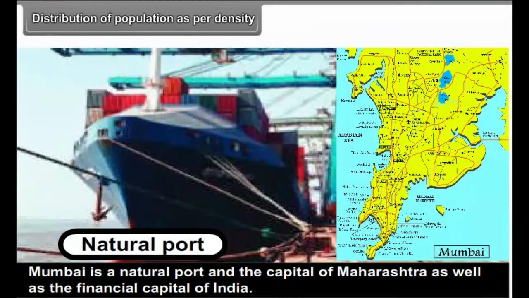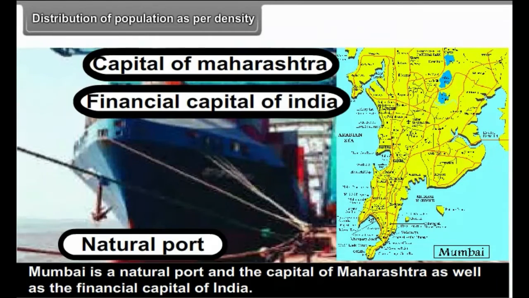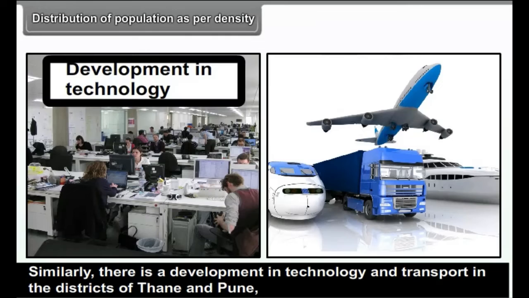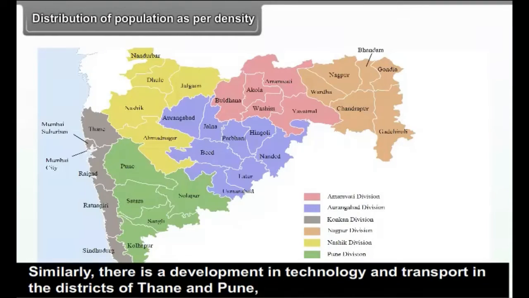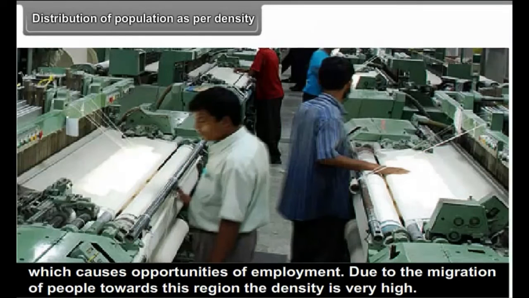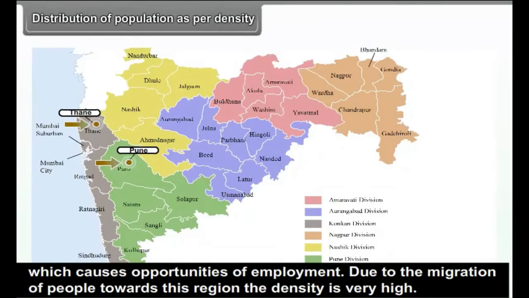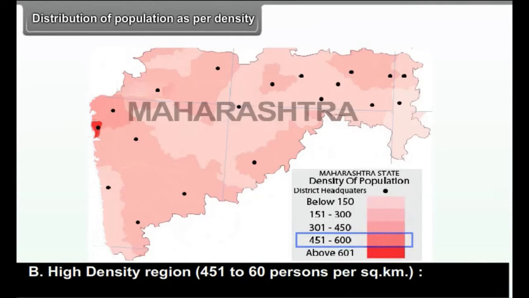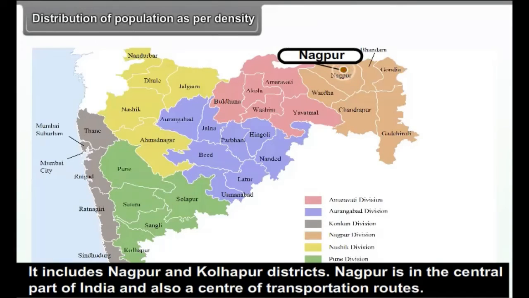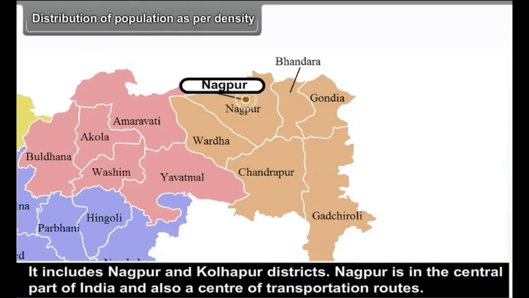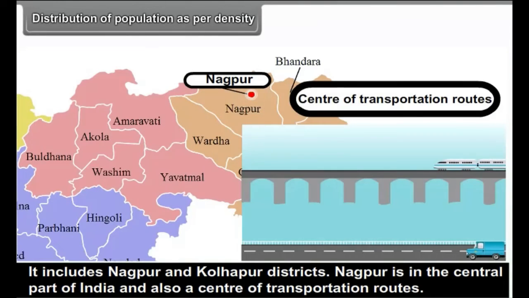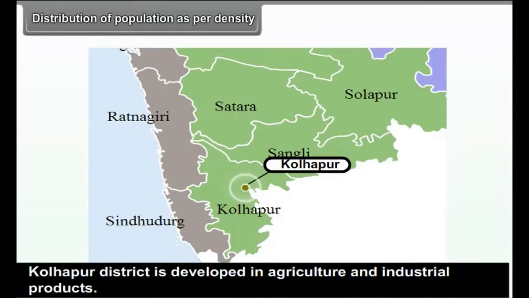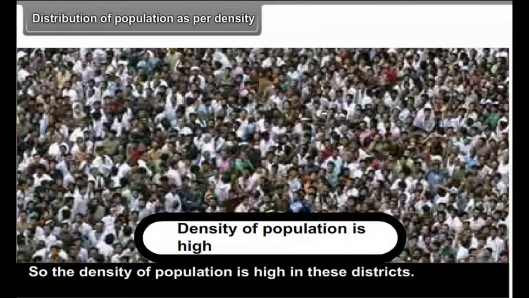Mumbai is a natural port and the capital of Maharashtra, as well as the financial capital of India. Similarly, there is a development in technology and transport in the districts of Thane and Pune, which causes opportunities of employment. Due to the migration of people towards this region, the density is very high. B. High density region, 451 to 600 persons per square kilometer. It includes Nagpur and Kolhapur districts. Nagpur is in the central part of India and also a center of transportation routes. Kolhapur district is developed in agriculture and industrial products. So, the density of population is high in these districts.